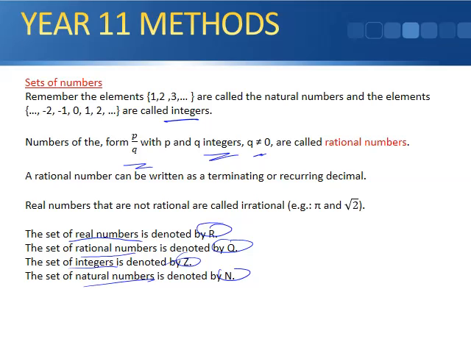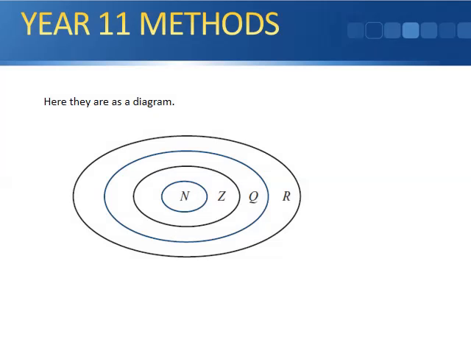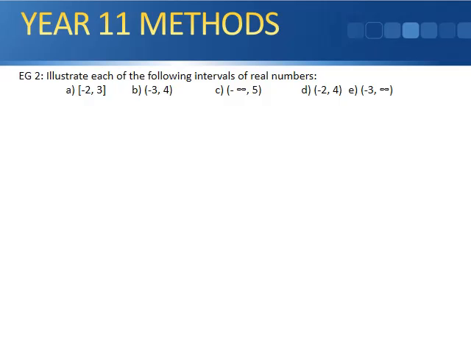Real numbers is R. That's what we write. Rational numbers is Q. We use the letter Q. Integers is Z. And natural numbers are N. Here's a diagram for it because one's inside the other.